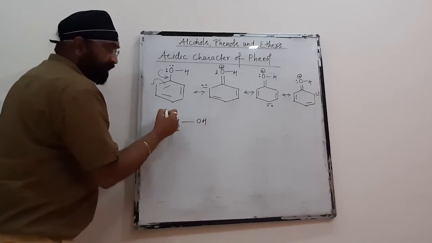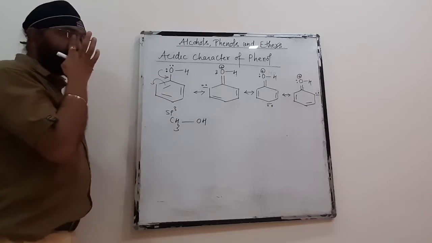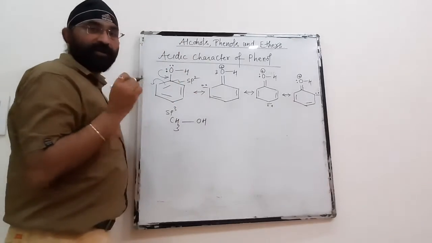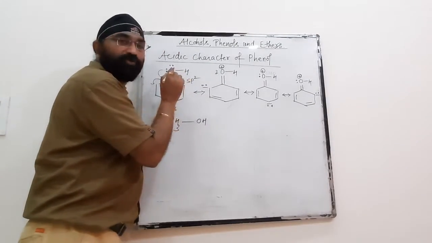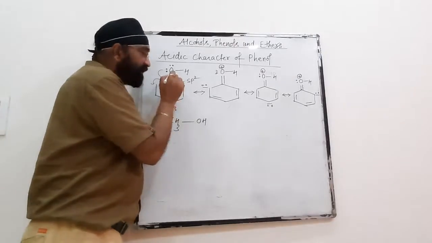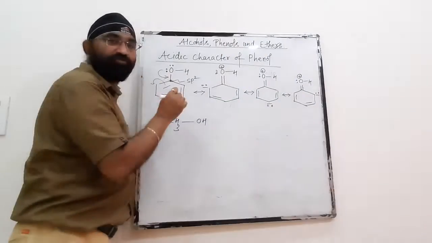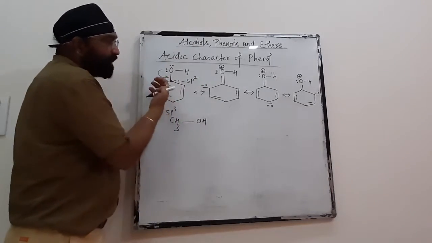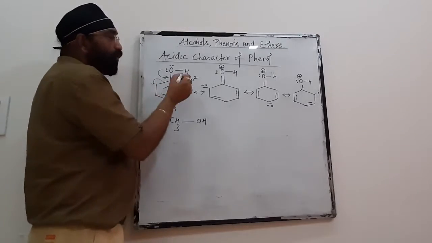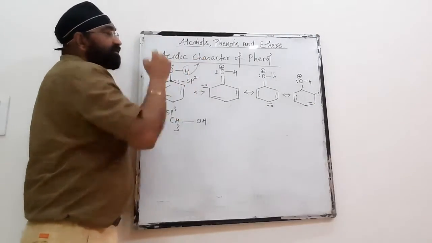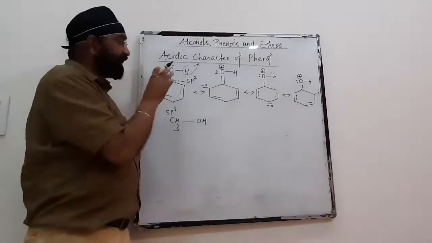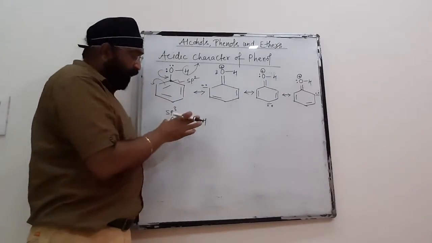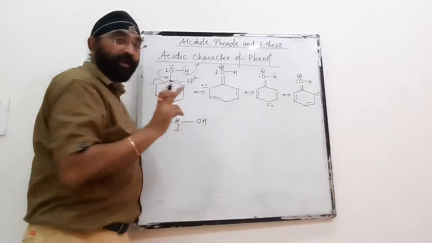One more thing, if we compare phenol with alcohol, in alcohol generally the carbon is in sp3 hybridized state, while in phenol the carbon containing the OH group is in sp2 hybridized state. It means this carbon is more electronegative, so it will attract the shared pair of electrons towards itself more, and that will facilitate the release of H plus ion from the OH group. That is why phenols are more acidic than alcohols.